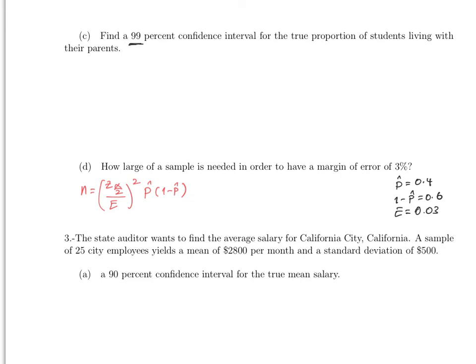Remember, for 99%, 0.005 is 2.58. So let's just use that one. So this will be 2.58 divided by 0.03 squared, times 0.4 times 0.6. In this one, it's better to use the calculator. Do 2.58 divided by 0.03, and you should get 86. And then you square, not a square root, square.